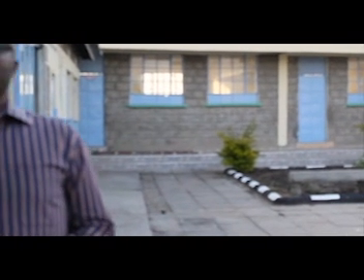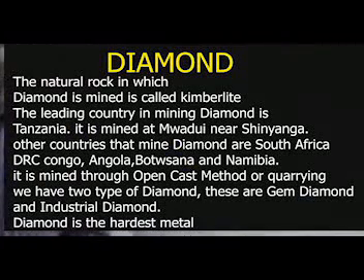Let us talk about another very important mineral, and this is diamond. The natural rock from which diamond is mined is known as kimberlite. The leading country in mining of diamond is Tanzania. In Tanzania, diamond is mined at Mwadui near Shinyanga. Other countries that produce diamond are South Africa, DRC Congo, Angola, Botswana, and Namibia.